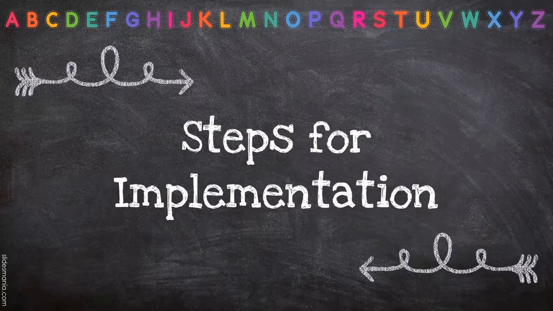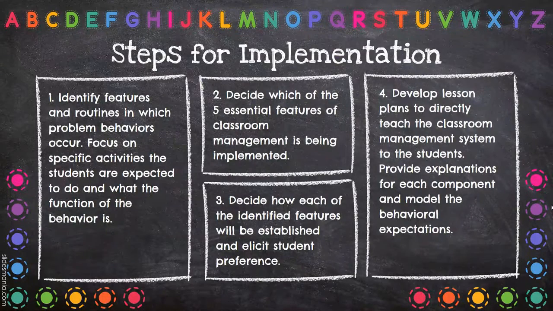Now, let's take a look at some steps for implementation. First, identify features and routines in which problem behaviors occur. Focus on specific activities the students are expected to do and what the function of their behavior is. Decide which of the 5 essential features of classroom management is being implemented. Decide how each of the identified features will be established and elicit student preference. Finally, develop lesson plans to directly teach the classroom management system to the students. Provide explanations for each component and model the behavioral expectations.